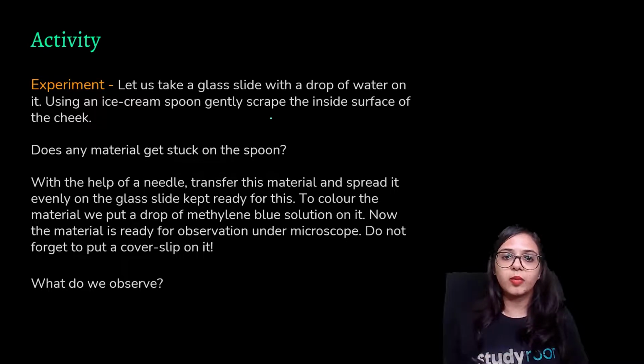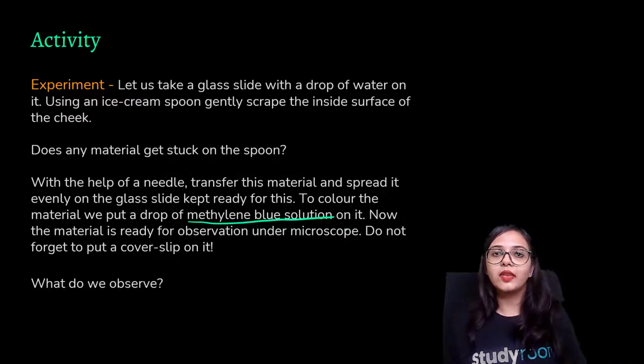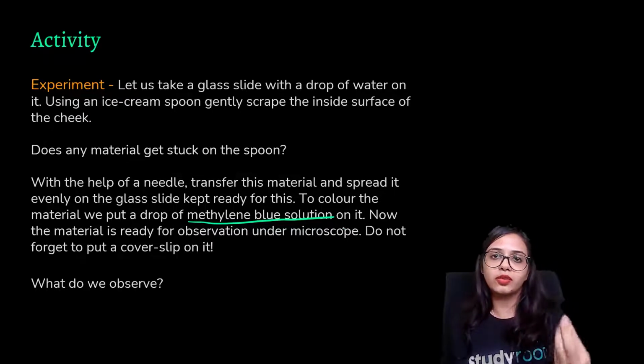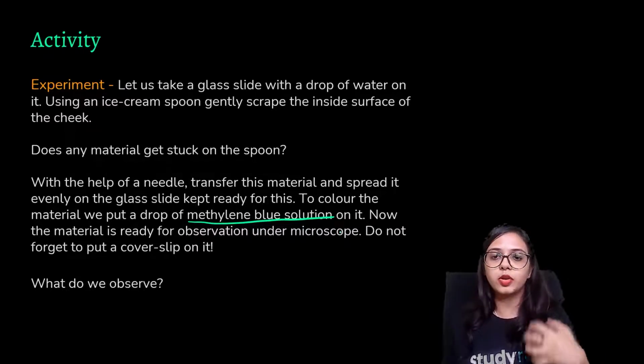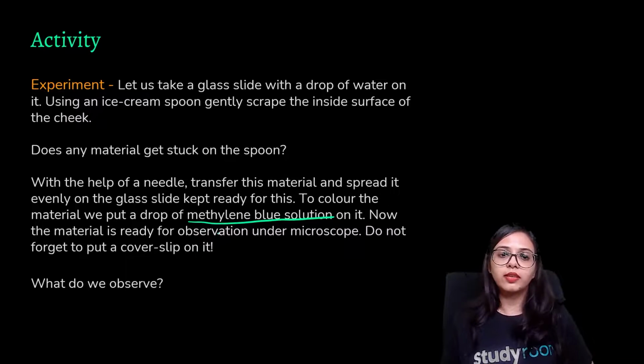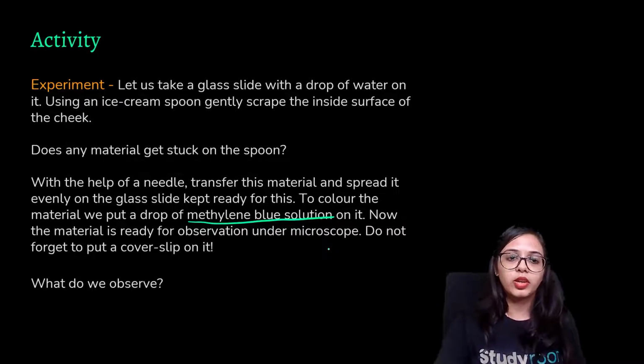But when you transfer this material to a glass slide to be placed under a microscope, and before that you color it with a drop of methylene blue solution. Again, we are coloring it so that those translucent, transparent cells are visible to us. Okay. Now the material is ready for observation under the microscope. Do not forget to put a cover slip on it.